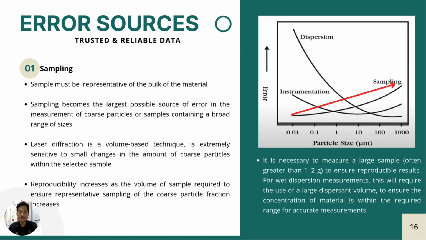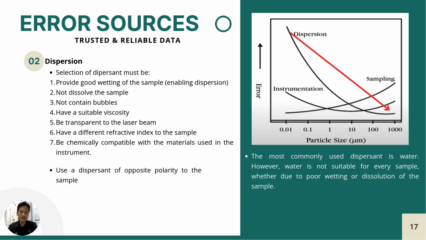reproducibility of the result. Okay, the second error source may come from the dispersion. The selection of dispersion must be made carefully. The dispersion must provide good wetting of the sample, not dissolve the sample, not contain bubbles, have a suitable viscosity, be transparent to the laser beam, have a different refractive index to the sample, and be chemically compatible with the material used in the instrument. The use of a dispersion of opposite polarity is always recommended, and the most commonly used dispersion is water. However, water is not suitable for every sample, whether due to poor wetting or dissolution of the sample.